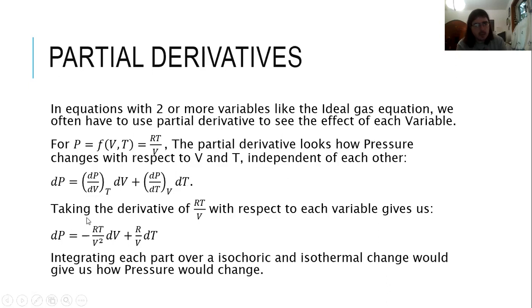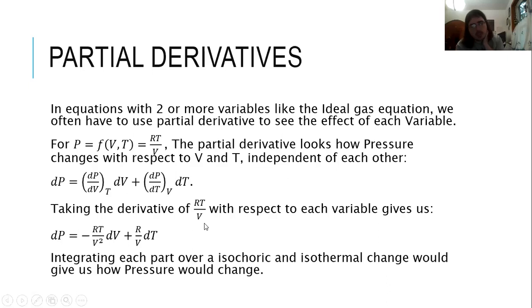Knowing that the pressure is equal to RT over V, we do the partial differential with respect to volume. The derivative of 1 over x is negative 1 over x squared, because the derivative is going to be n x to the n minus 1. So this is x to the power of negative 1, so you bring the negative 1 out front, and negative 1 minus 1 is negative 2. That's where we get negative RT over V squared.